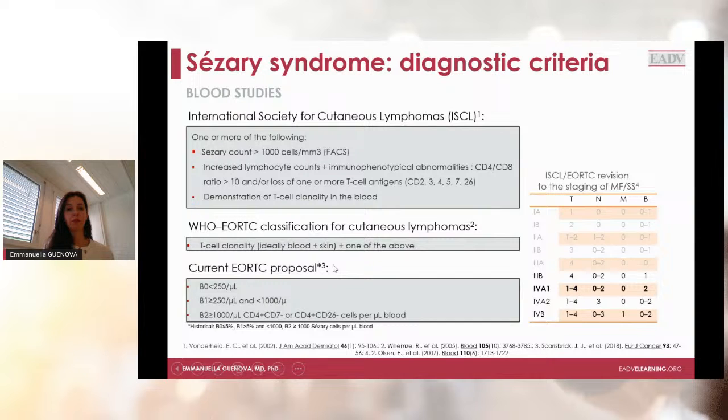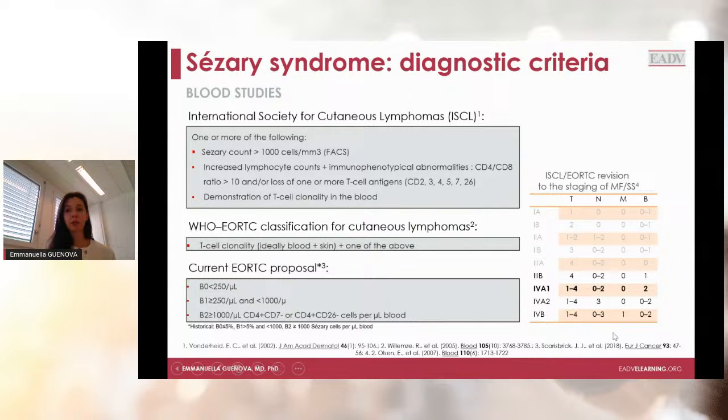And as the current proposal recently suggested, moving away from morphological detection of Sézary cells and more precise categorizing of the blood involvement in B0, B1, and B2 stage, depending on the precise number of tumor lymphocytes that can be detected on flow cytometry. Why is this important? This is important because I would like to stress again that cutaneous lymphomas are defined as diseases of the skin without blood involvement at the time of initial diagnosis, but for the Sézary syndrome, which requires blood involvement and is actually diagnosed by its blood involvement at the very initial presentation of the disease.